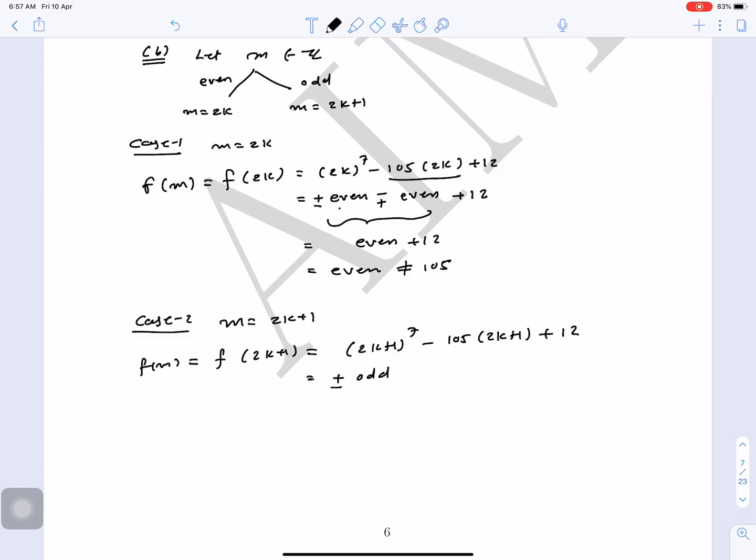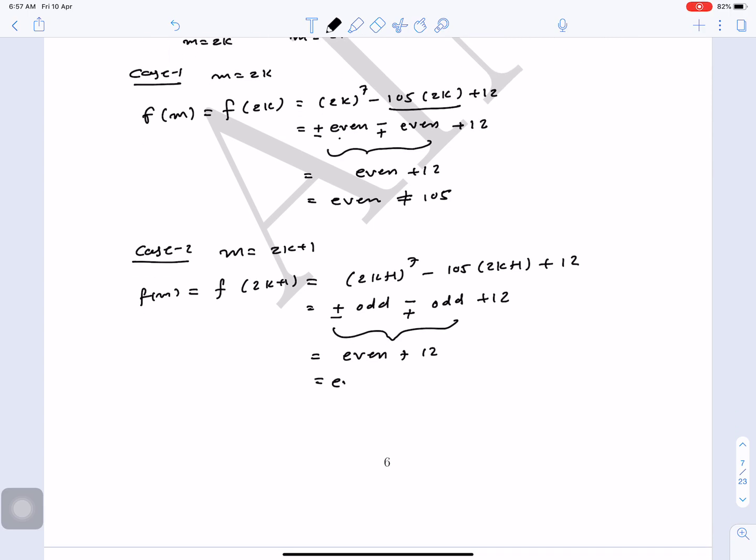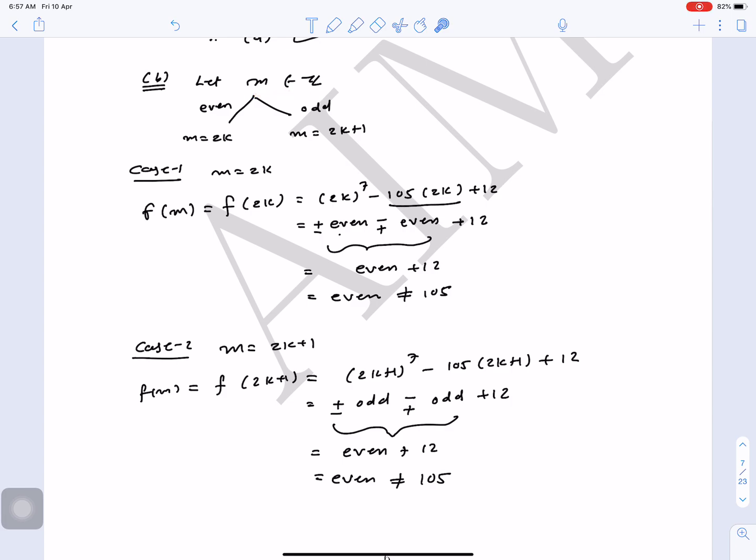Similarly here 2k plus 1 is odd, 105 is odd, so odd into odd is odd, and if 2k plus 1 is positive, then this is negative, and if it is negative, then it is positive, odd, and plus 12. So odd plus or minus odd is even, and 12. So finally it is even, so it is not equal to 105. So here what we have proved: if m is any integer, then it is odd or even. In both cases f of m is never 105.